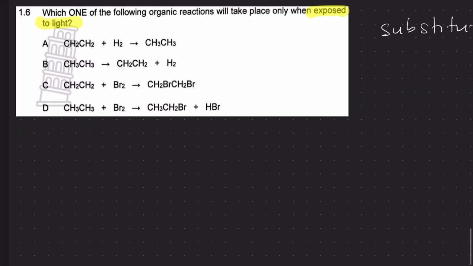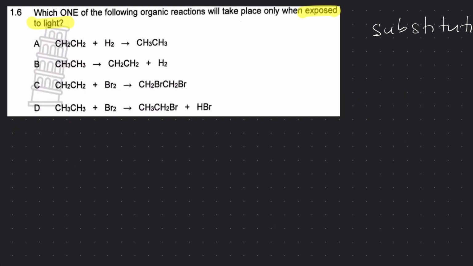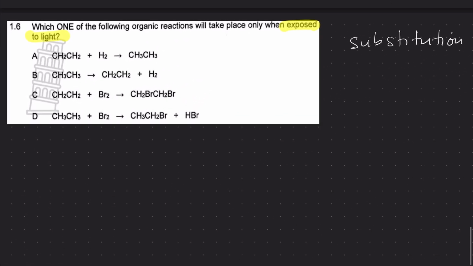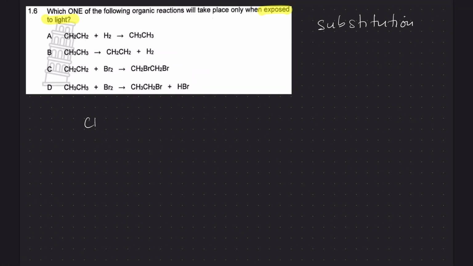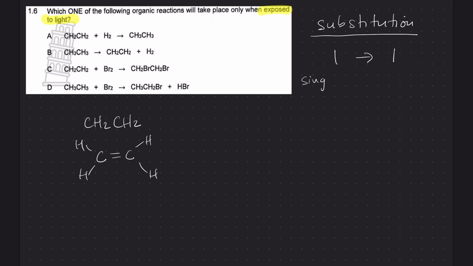So if you look at A, it is CH2, CH2. So this is an alkene. We can actually draw it. We can see it. So CH2, CH2. That's a carbon double bond there. So this is an alkene, right? Remember, substitution reactions are 1-to-1 reactions, meaning you have single bonds going to single bonds. So the fact that this is a double bond means that A is out.